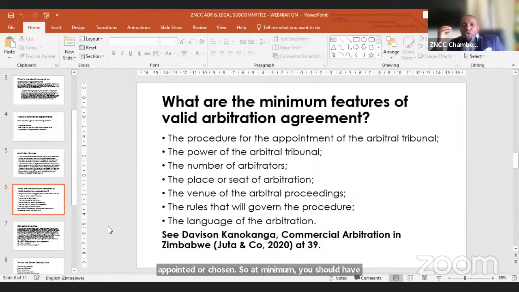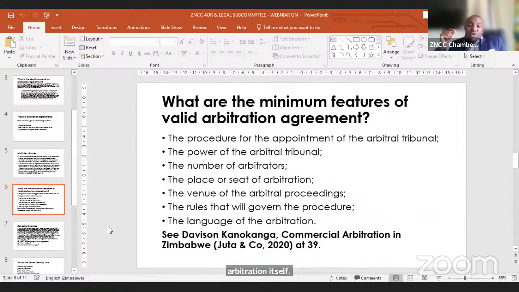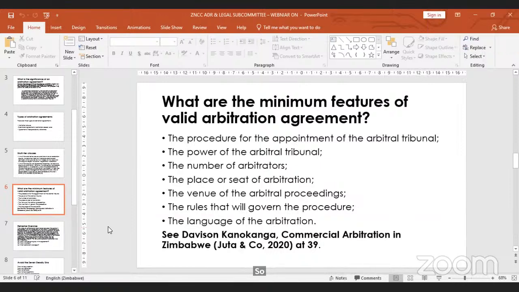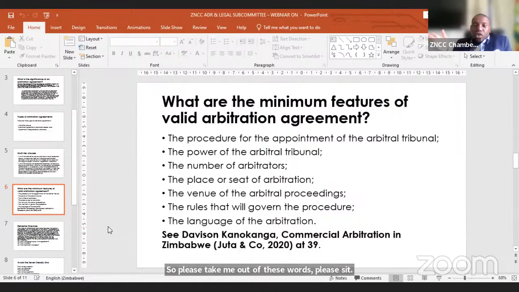The arbitration agreement should also specify the place or the seat of arbitration. This is the law that is going to be governing the arbitration itself. So please take note of these words, place or seat, because this again is its own subtopic, including the venue of the arbitration proceedings below. But each arbitration agreement should specify the law that is going to be regulating the arbitration proceedings. And we'll see this on the next slide.